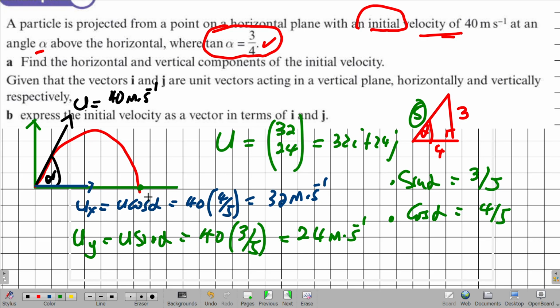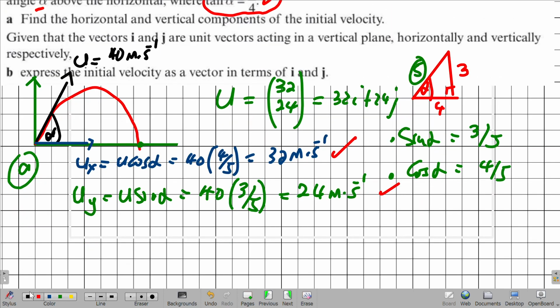The first question says find the horizontal and vertical components of the initial velocity. So that was your A. Our A is done: 32 and 24. B says express the initial velocity as a vector in terms of i and j. So u is going to be equal to 32i plus 24j. I had already done that here. So that's how we answer that.